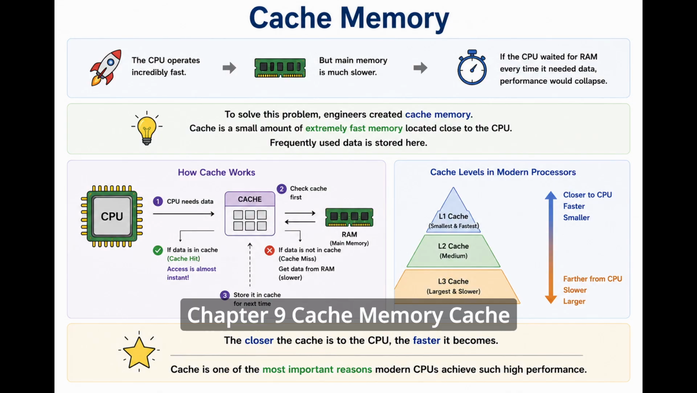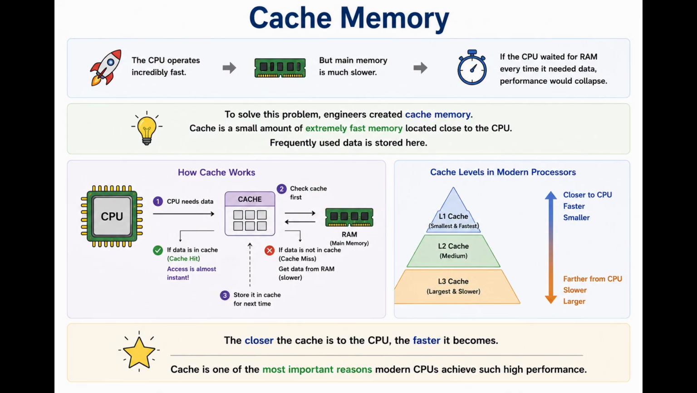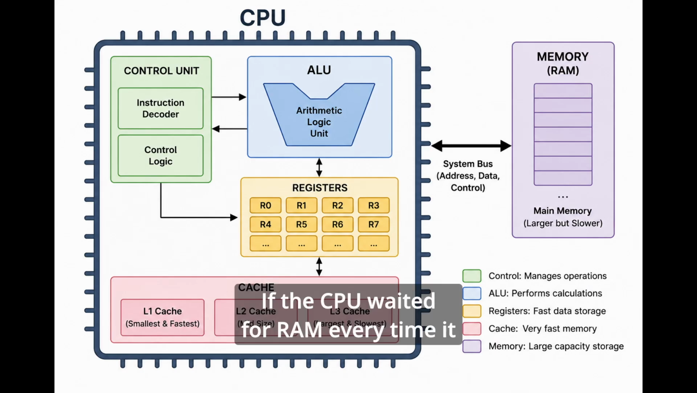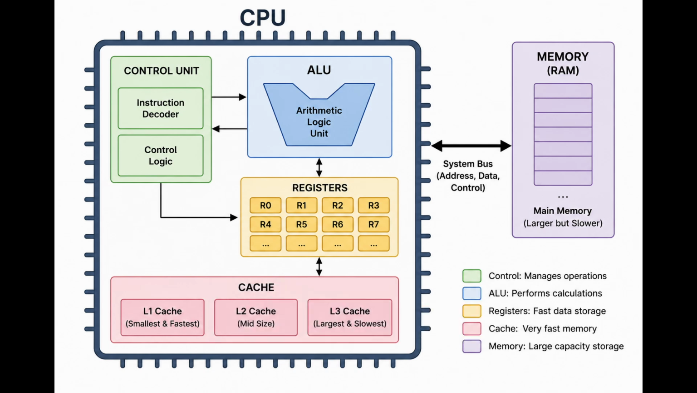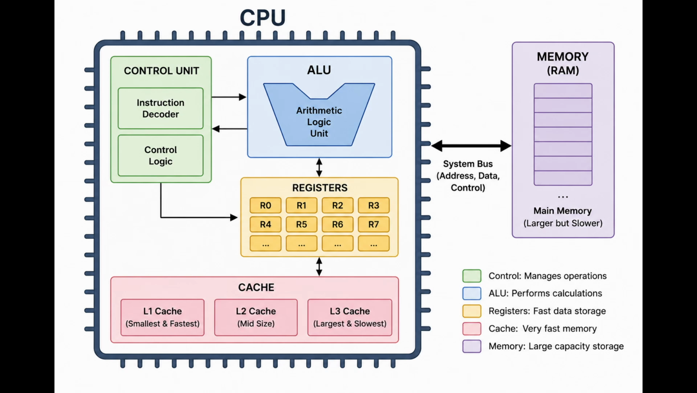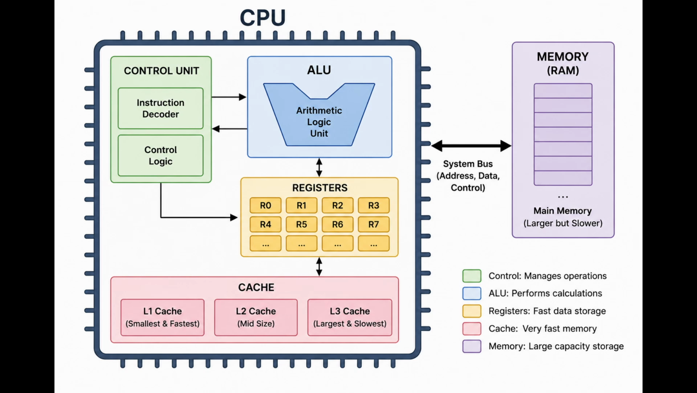Chapter 9. Cache memory. The CPU operates incredibly fast, but main memory is much slower. If the CPU waited for RAM every time it needed data, performance would collapse. To solve this problem, engineers created cache memory. Cache is a small amount of extremely fast memory located close to the CPU. Frequently used data is stored here.